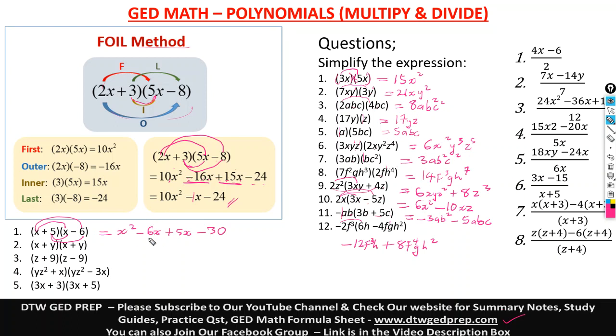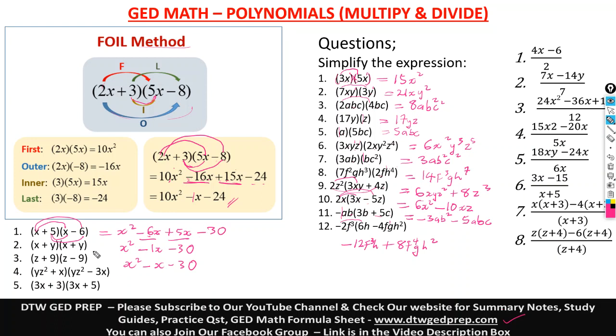So, from here, we have to simplify further. Since these two are like terms, it becomes what? x squared. A negative 6, positive 5. We subtract, and our sign will take the negative because the bigger number is negative. So this will be a negative 1x, negative 30, which will finally be x squared, negative x, negative 30.